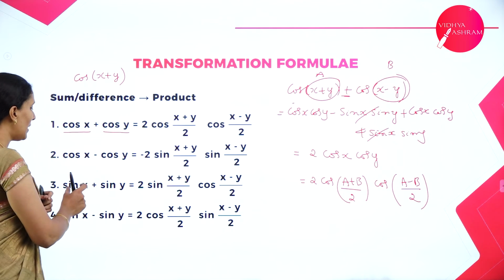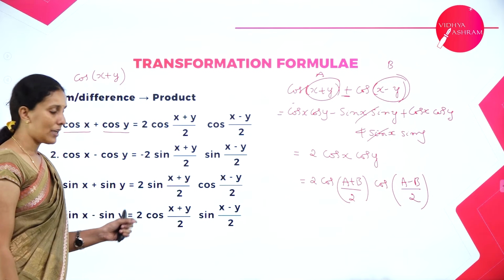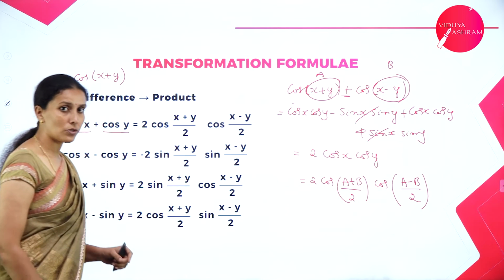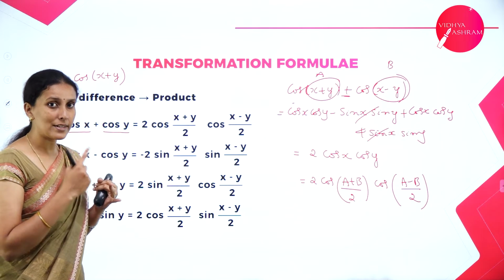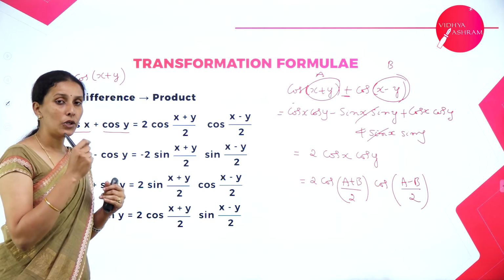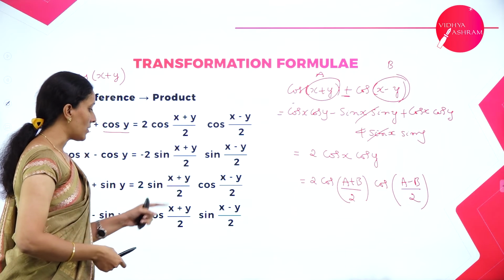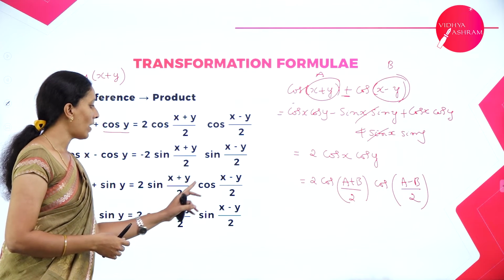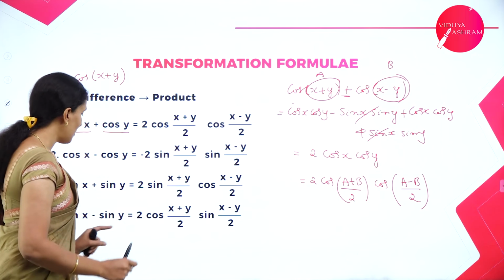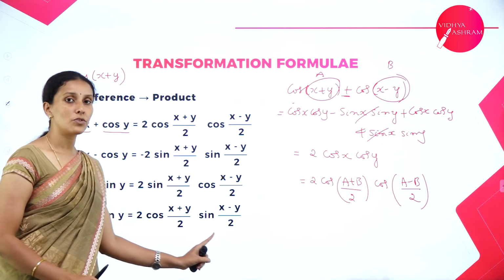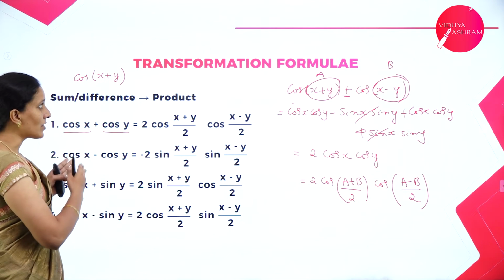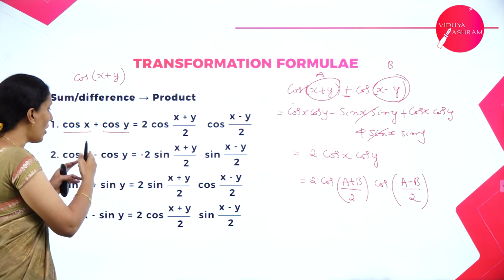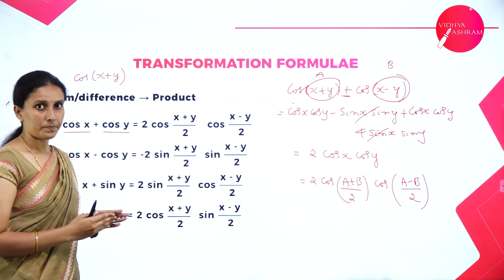Similarly, sin x plus sin y can be written as 2 sin (x plus y) by 2 cos (x minus y) by 2. Add sin (x plus y) and sin (x minus y), you will get 2 sin x cos y. So sin x cos y is in the form of (x plus y) by 2, (x minus y) by 2. Similarly, when you subtract, this is what you will get. So this is the transformation formula of trigonometric functions from sum or difference to product.